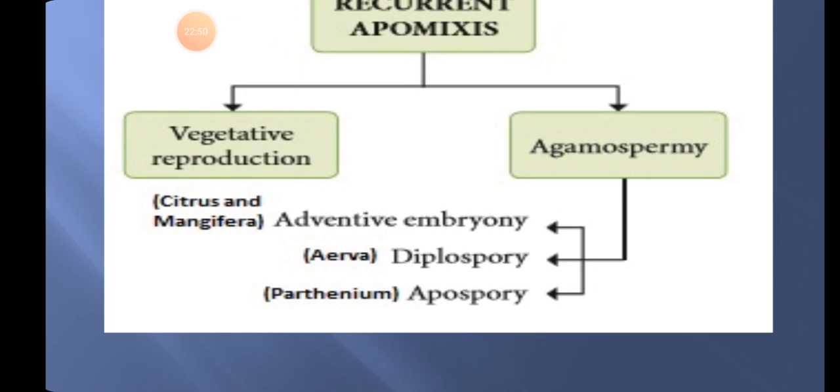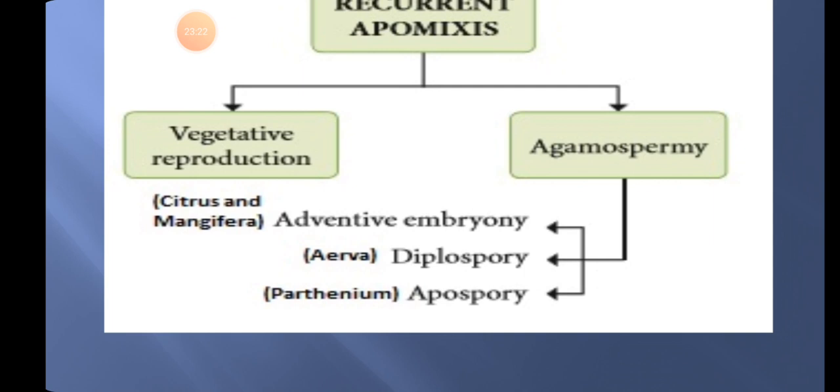Diplospory: from the megaspore mother cell itself the embryo is formed. The megaspore mother cell is not haploid, it is diploid only. After meiosis happens it will become haploid; up to that it remains in the meiotic condition. From that megaspore mother cell the embryo is formed, that is diplospory. And the third one is apospory.